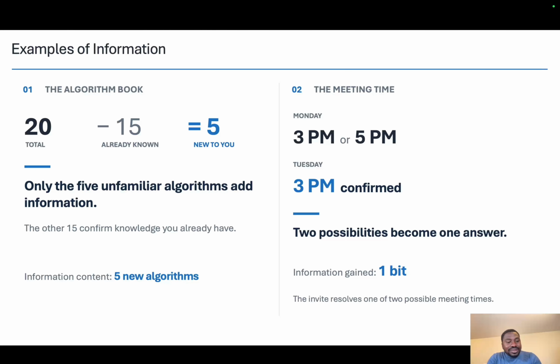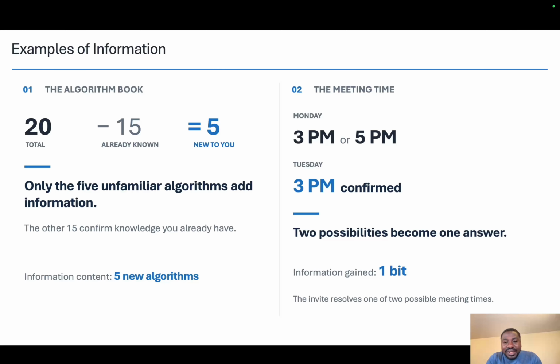If you think about something else, like someone told you on Monday that they're going to send you an e-meeting invite. It's going to be at 3 p.m. or 5 p.m., and you don't know which. So there are two possible choices, and you have this uncertainty. Information can really be defined as that uncertainty, which is basically one bit of uncertainty, one binary choice.